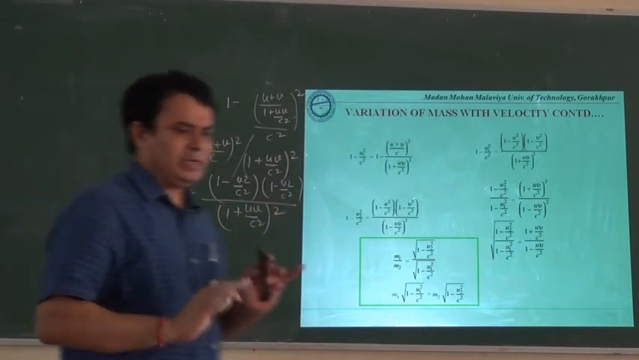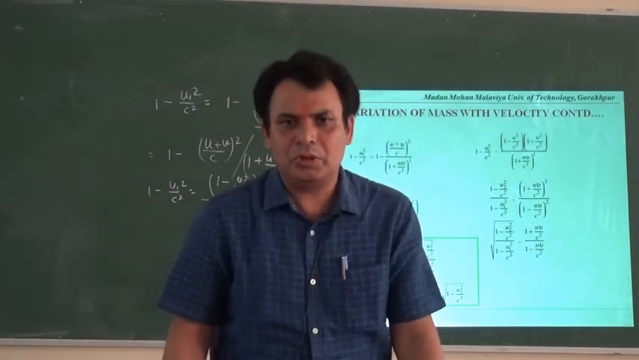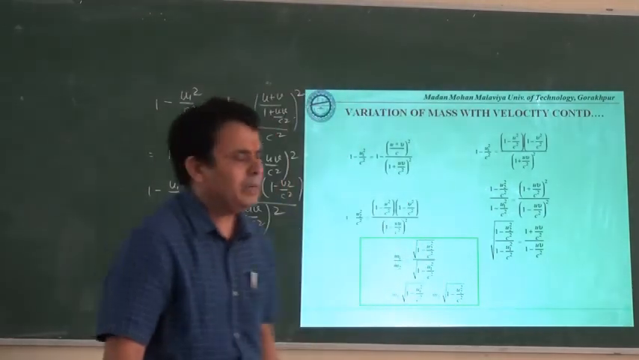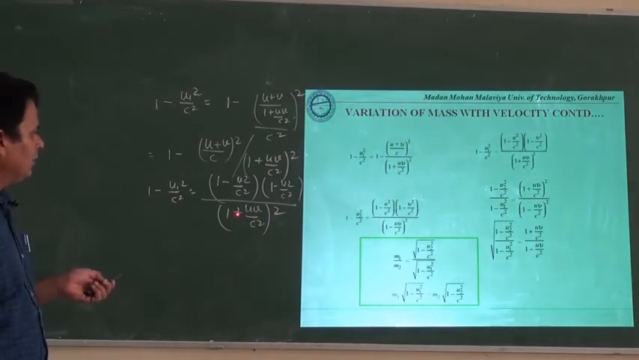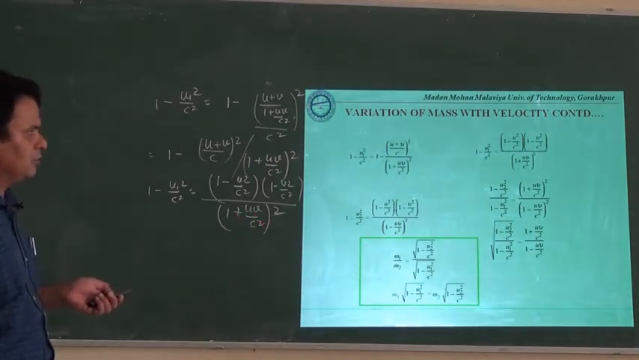Similarly, if we do the same task for 1 minus u2 square upon c square, we will get the same type of expression. The difference will be what? That here 1 minus uv upon c square whole square will be here. What has been written here.